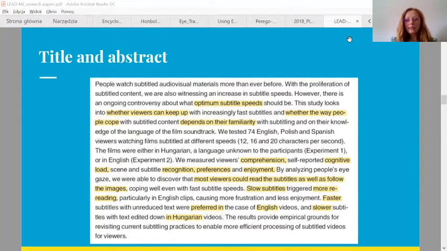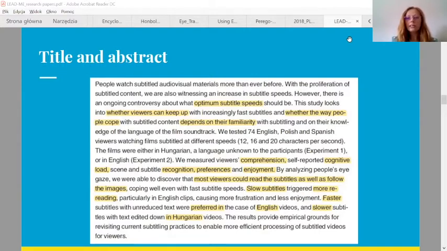Basically, it's not that the other parts are not important, okay? It's just the things that I think should be there, and they are there, and they are the most informative. So the first two sentences are actually some kind of an introduction, right? So we have people watch subtitled materials with the proliferation. So it makes the abstract nice, right? But it doesn't really provide information, right? It's just an introductory phrase, or actually two phrases.